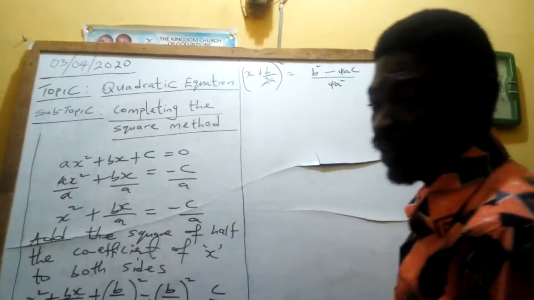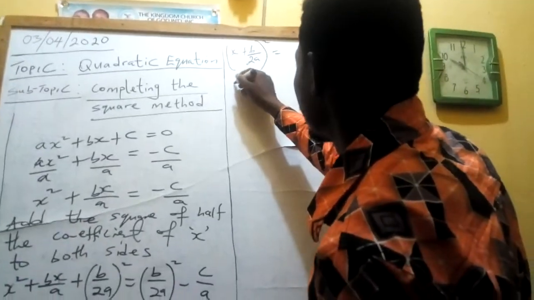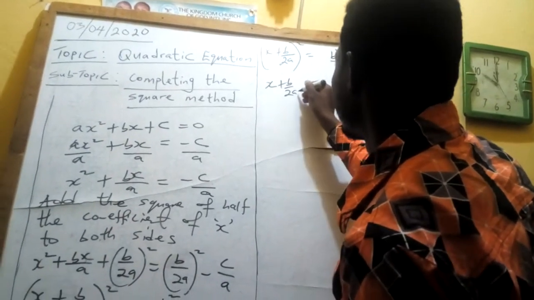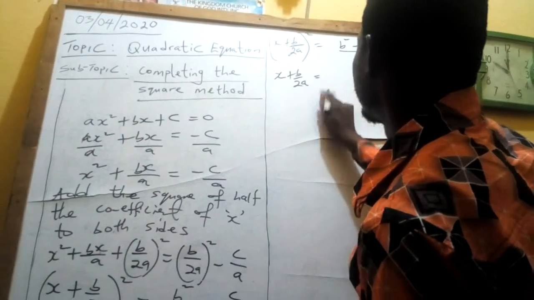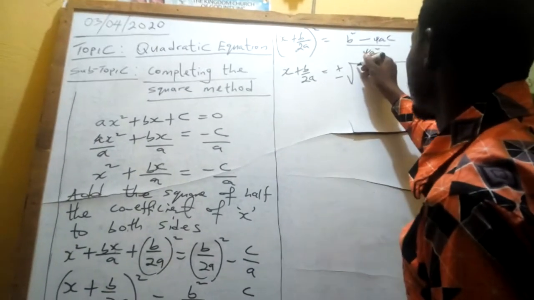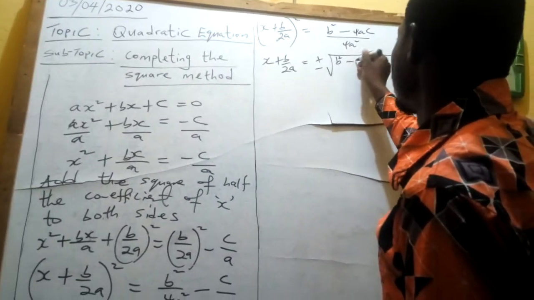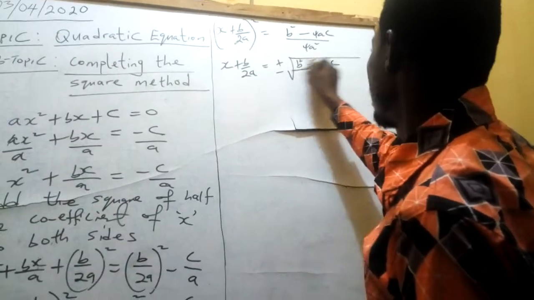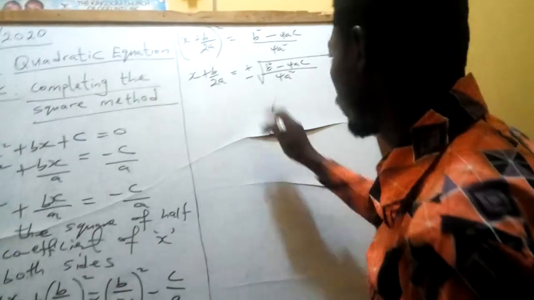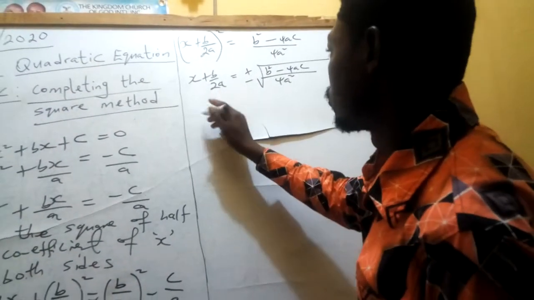Looking at this, what do you do? You take the square root of both sides. Taking the square root of both sides, you have what? x plus b over 2a equal to what? Plus or minus the square root of what? b squared minus 4ac over 4a squared. So from here, what do you do?